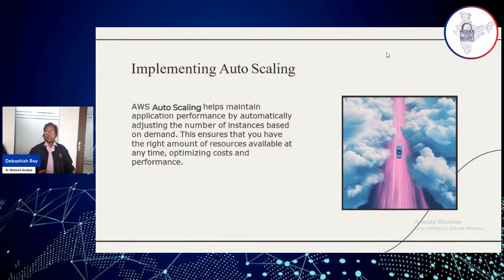Now, how to implement auto scaling? AWS Auto Scaling helps maintain application performance by automatically adjusting the number of instances based on demand. So you have to implement auto scaling. You have to run one instance, that is your primary instance, and then you have to take an image of that instance, and then you can implement the auto scaling feature. This ensures that you have the right amount of resources available at any time, optimizing cost and performance.